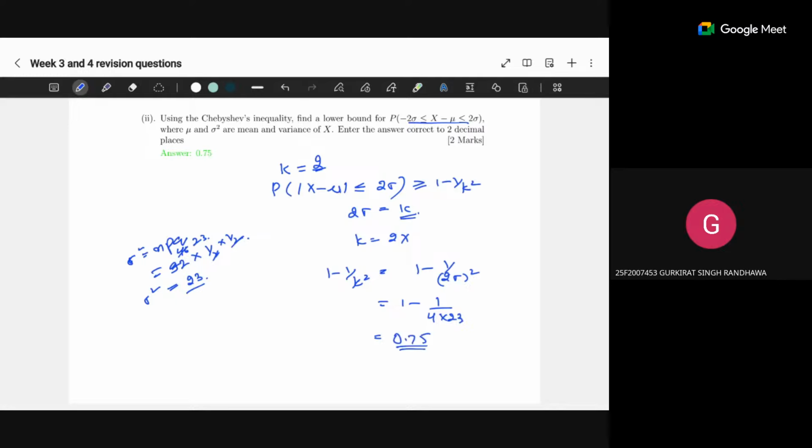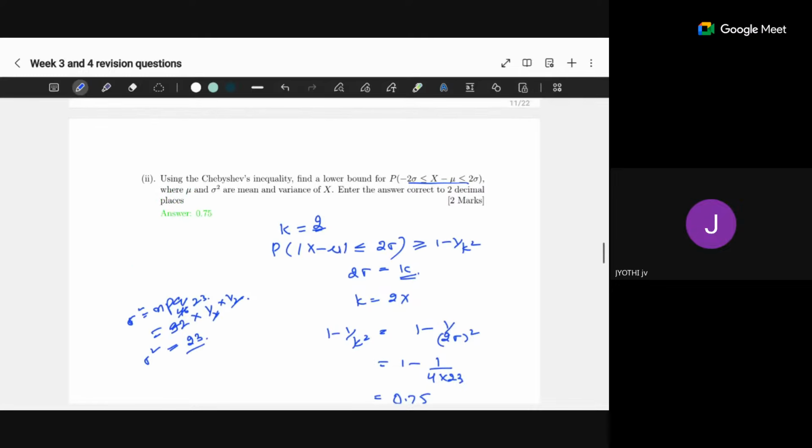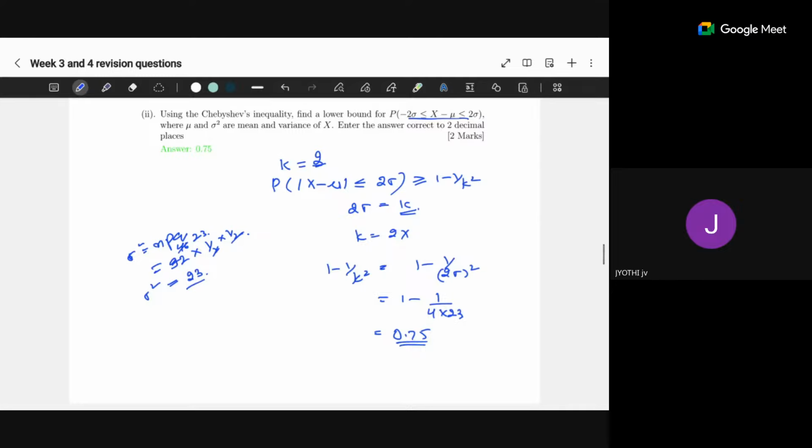Is the question clear? Yes, ma'am. If we take the value as 2 and 2, then also we will get 0.75, right? 1 minus 1 by 4 is also 0.75 without finding the standard deviation. Yeah, correct. The value of k should be 2 sigma, but in case k is 2, you just have to put this value.